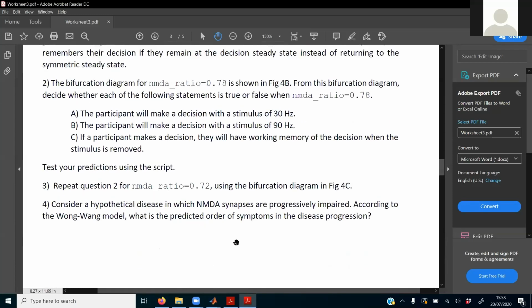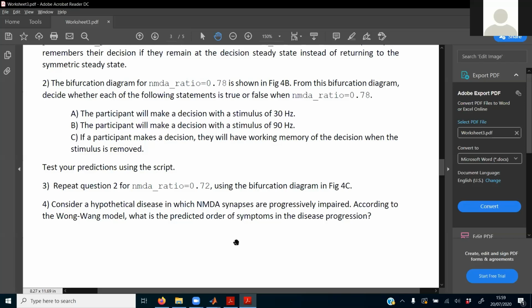Question 4, consider a hypothetical disease in which the NMDA synapses are progressively impaired. According to the Wong-Wang model, what is the predicted order of symptoms in the disease progression? This basically relies on our previous questions. We saw that for NMDA equal to 1, we had working memory and we had decision making. We saw that for NMDA of 0.78, it was more difficult to make decisions. We needed a larger stimulus. So we expect the decision making to be impaired. But also by that point, we had completely lost our working memory.